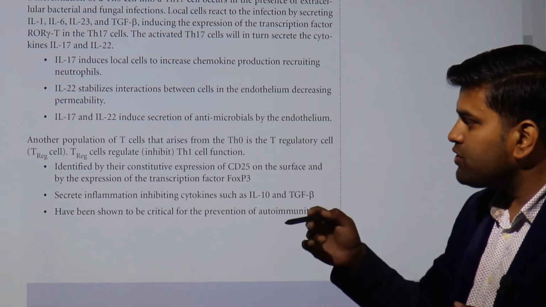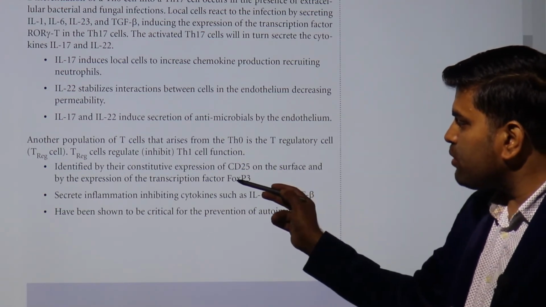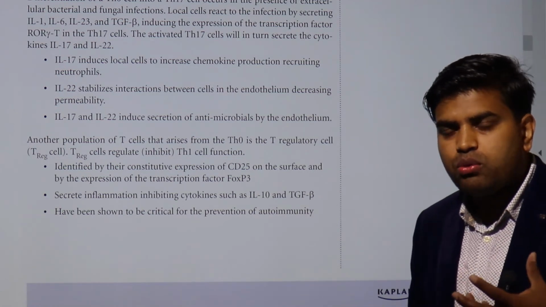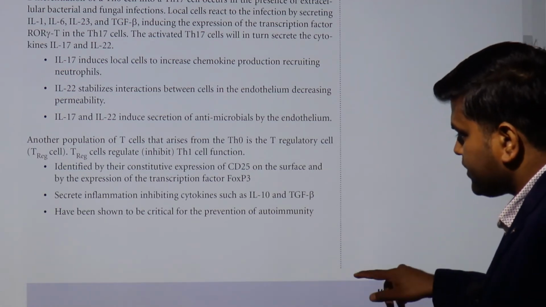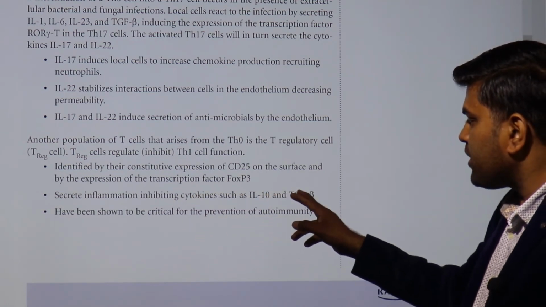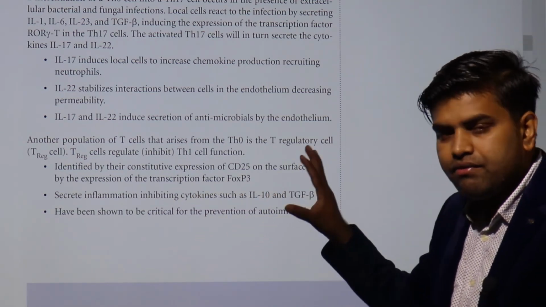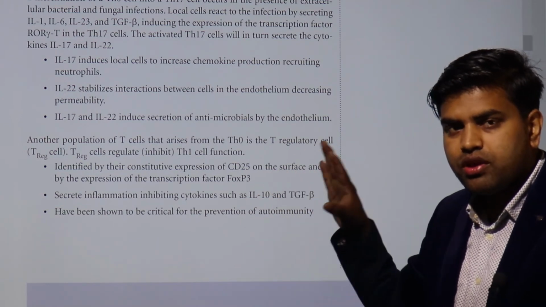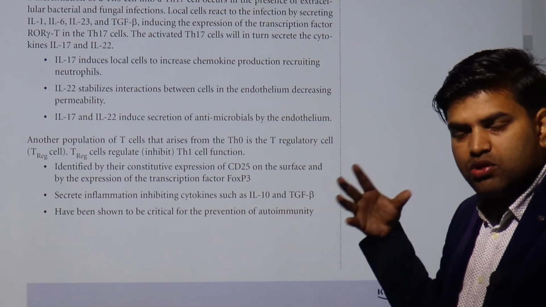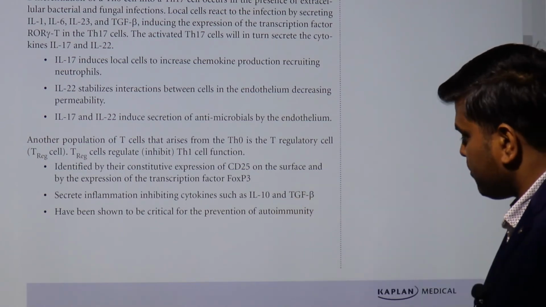If there is an absence of these T regulatory cells, or there is any problem in FOXP3 or CD25, then we will develop autoimmune diseases. That you have to understand. This cell also secretes inflammation-inhibiting cytokines such as interleukin 10 and TGF beta. So the main function of the Treg cell is to control the over-activation of your immune system, or say T cell, and prevent autoimmunity.